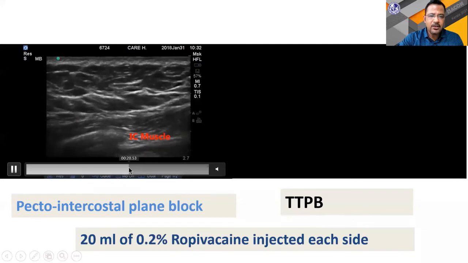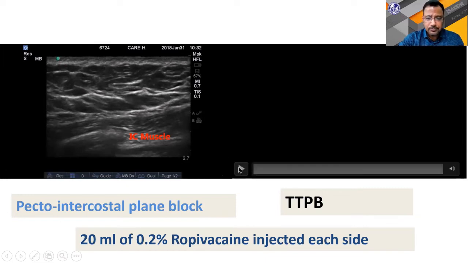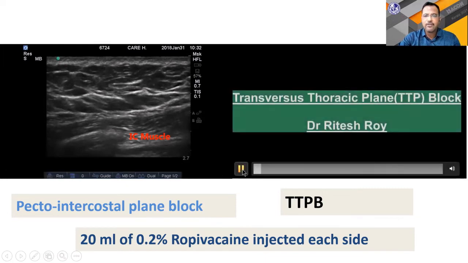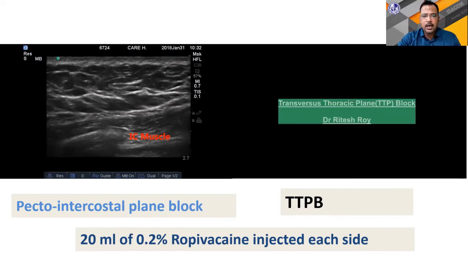And as I inject, I will try to unzip the plane between the pectointercostal muscle and the transverse thoracic muscle. And this is the way I will do my transverse thoracic plane block.